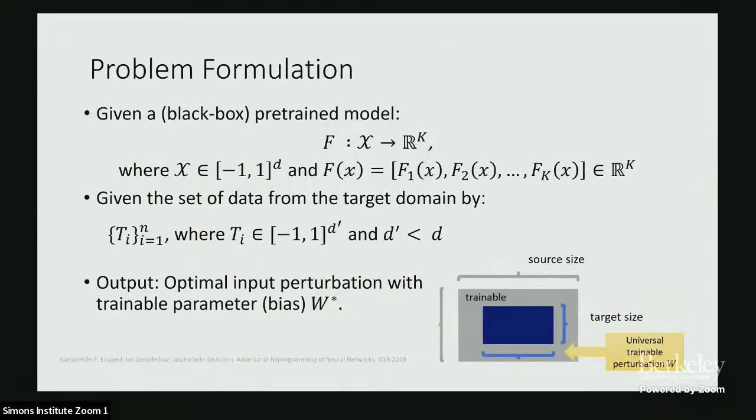Okay, so mathematically, it's actually pretty simple to formulate. We are given a pre-trained classifier. It can be a black box function that takes any input, rescaled between -1 and 1 with dimension d, and then outputs predictions, like softmax outputs over the k classes in the source domain. And now we are given a set of data from a downstream domain. We are assuming the target data has a smaller dimension than the source data, so we can allow some extra space to introduce these trainable perturbations.